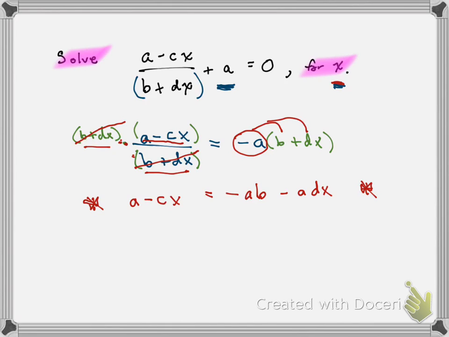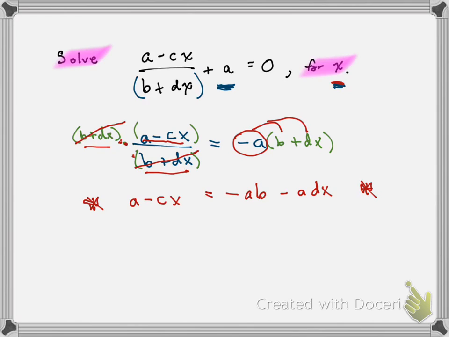At this point, you should feel pretty confident in solving for x. Remember the process. We move anything with an x to one side, everything else to the other, factor out our x because we're solving for x, and divide. So let's go ahead and do that.